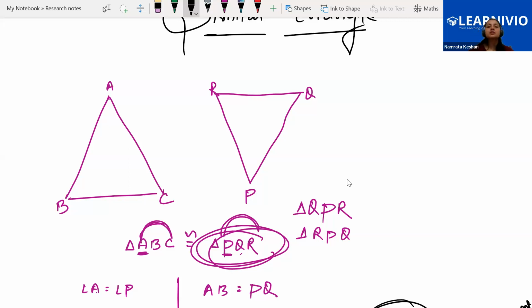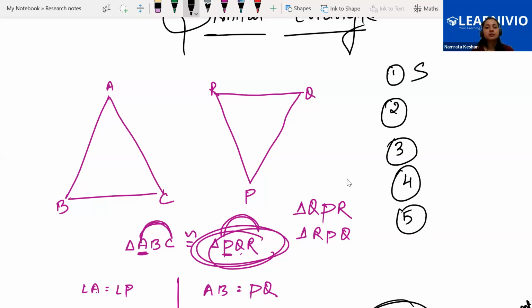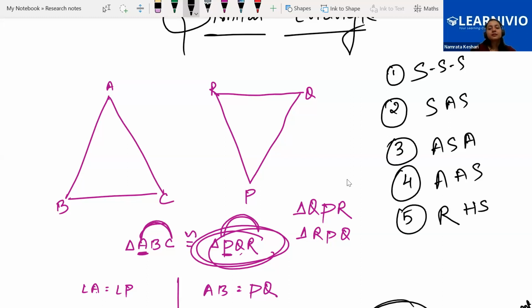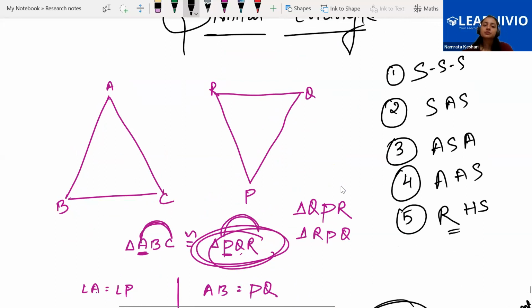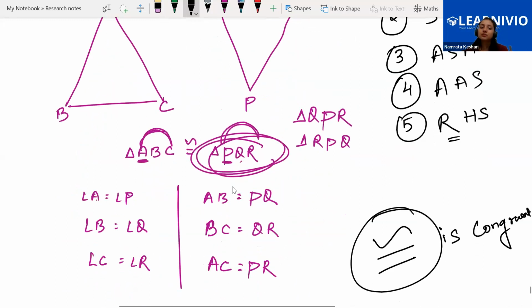However, for proving the congruency, we were having a few criteria for congruency. Who will say what was the criteria for congruency? There were five rules, right? Side angle side, and RHS. Exactly, RHS. RHS means right angle, hypotenuse, and side. These were the five criteria which we were using to prove any two triangles congruent. However, the meaning of congruency was this.